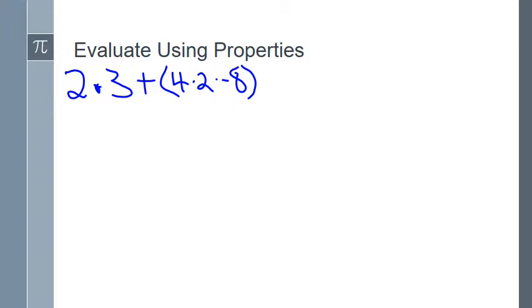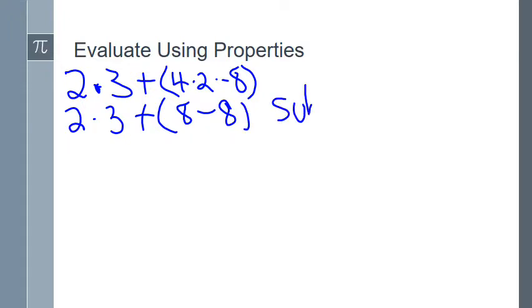We're going to begin with, so we still have our 2 times 3 plus, inside the parentheses, 4 times 2. 4 times 2, of course, is 8. Now, on this step, I have used the substitution property. And from now on, rather than spell out substitution, I'm just going to write sub.